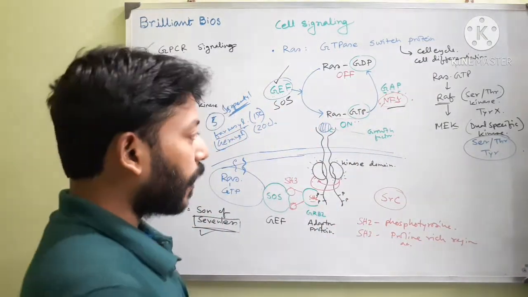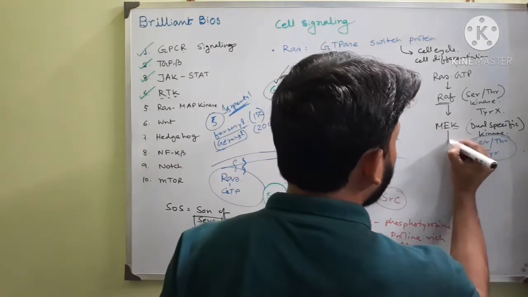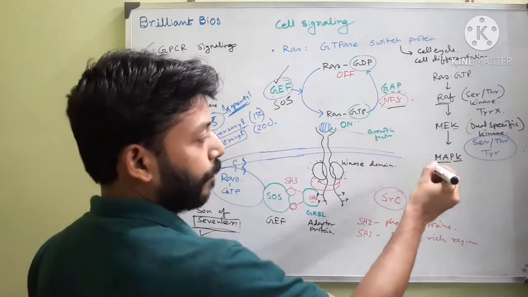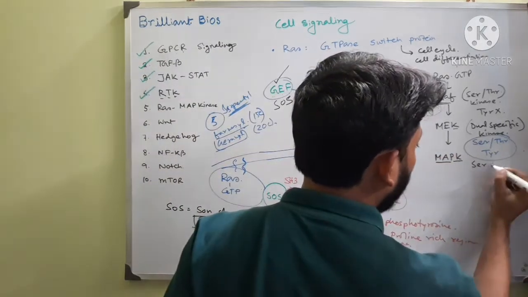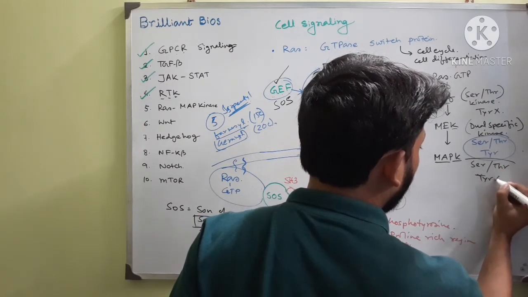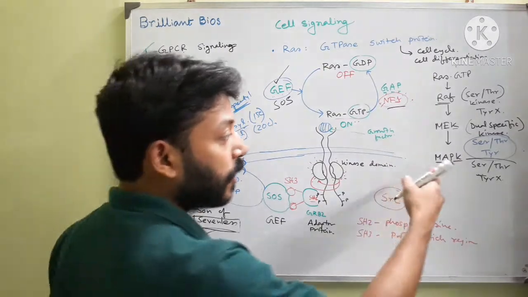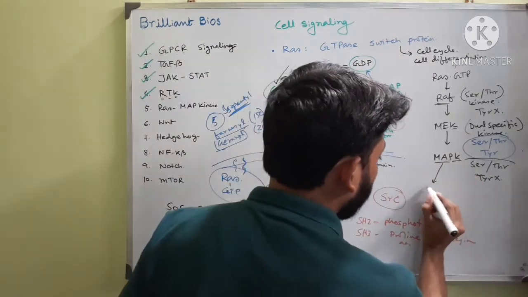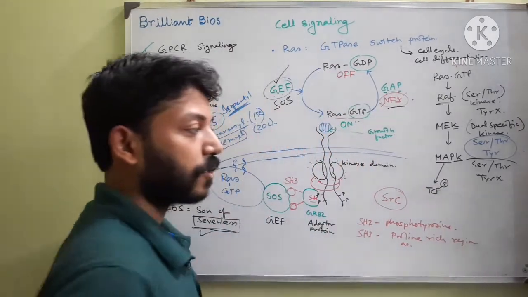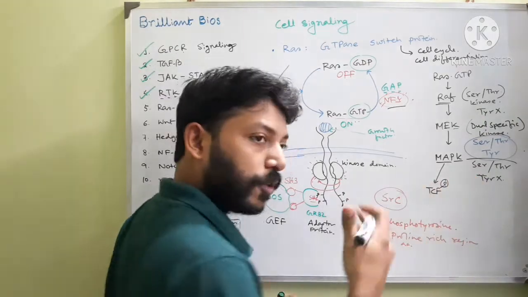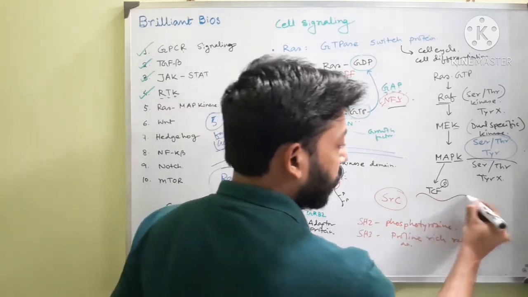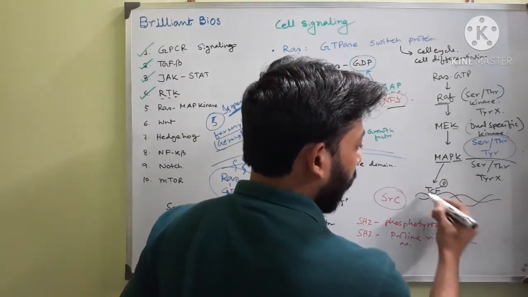Now the MEK phosphorylates another kinase called MAPK, MAP kinase. That is the ultimate kinase, MAP kinase. This is also a serine-threonine kinase. Serine-threonine kinase cannot phosphorylate tyrosine, so you have to remember this. And ultimately MAP kinase directly phosphorylates a transcription factor called TCF. Actually MAP kinase, when it gets activated, enters into the nucleus and phosphorylates TCF, a transcription factor that is present attached in the DNA.